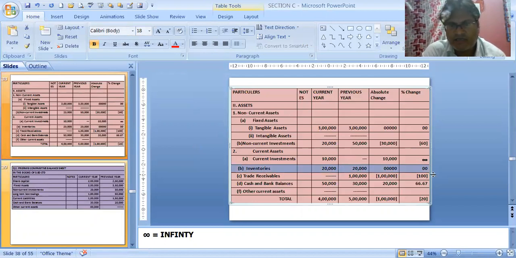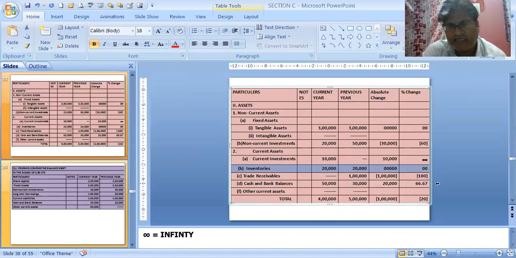Trade receivables: current year 0, previous year 1 lakh. So C minus P is minus 1 lakh. Minus 1 lakh divided by 1 lakh into 100 is minus 100, meaning 100% only. But it is negative because the absolute change is negative.